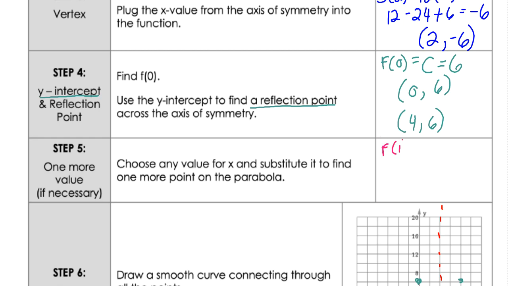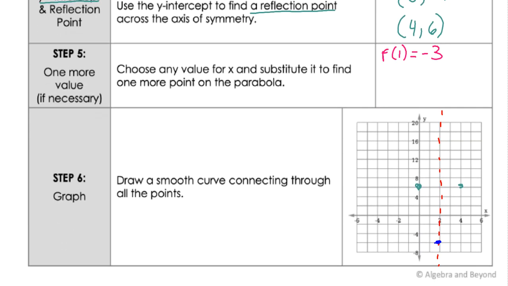So I would do f of 1. And when I plug in 1, I get out -3. So I can plot that on my graph here, maybe about there. And again, I can reflect that over to the other side. I know that I would also have a point 3, -3. Once I have that, I am able to make a nicely shaped parabola from those 5 points that I graphed. So my parabola would look something like that.